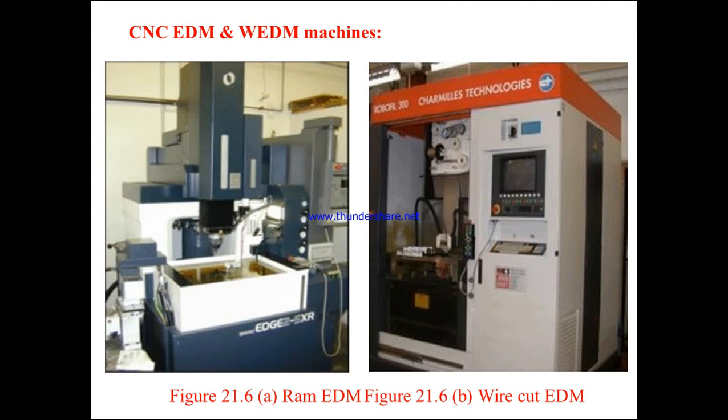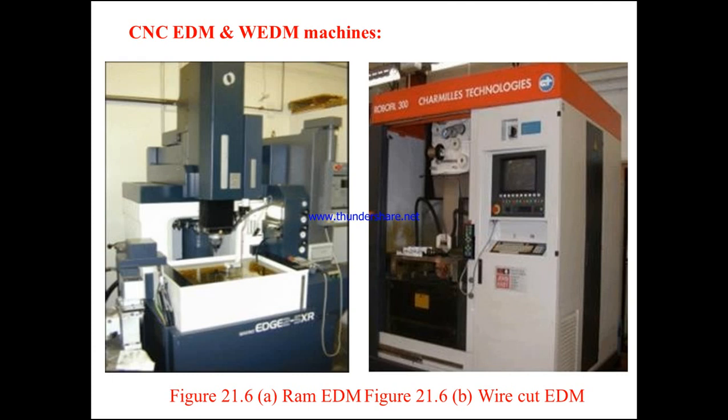In the same way, we are having electrical discharge machining, that is the EDM machine. You can see the two types here, that is the ram EDM as well as the wire cut EDM. So one is the ram type and another one is the wire cut EDM. Electrical discharge machining is a non-traditional machining method that we are having here.